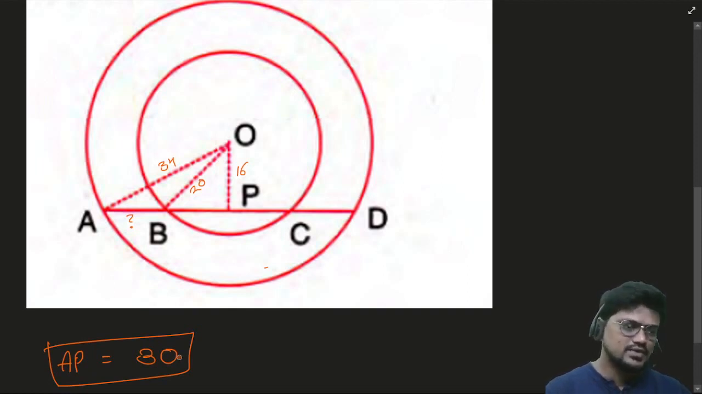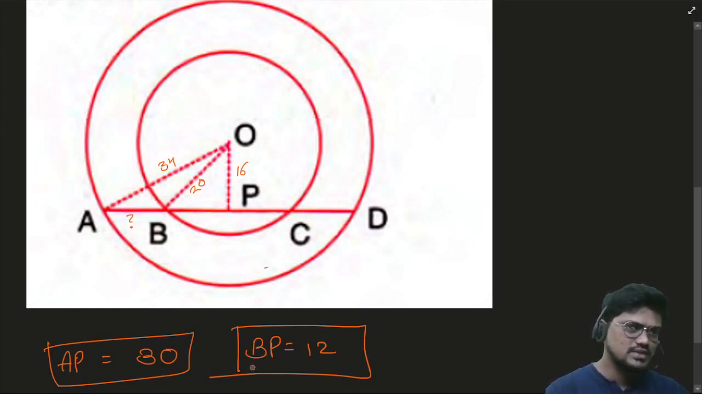After that, this triangle is also a right angle triangle. This is 20, this is 16. Then what will be the value of BP? Again, Pythagoras triplet, that is BP will be 12. I hope everyone is understanding how to find these values.